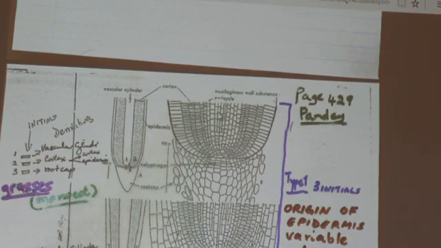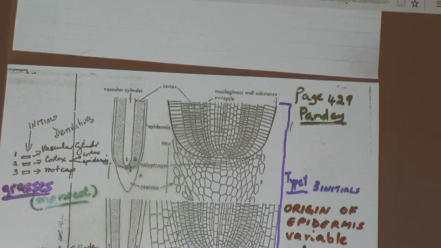Only when we are a trained anatomist can you interpret this. However, we can all see clearly on here. What this is saying is that there are three initials. You can't see them here, so I've taken them out here. The first initial gives rise to the vascular cylinder, which is this. The second initial gives rise to the cortex, which is here. And the third initial gives rise to both the epidermis and the root cap. This was found to be true in grasses or monocots.